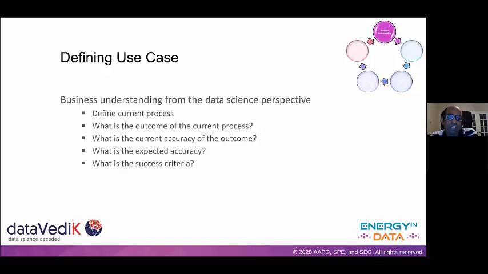Right, so I want to understand first what is the current process. Let's say if I'm trying to solve a problem, if there is a solution that exists today, is there a process around it? What is it? What is used currently to solve that problem? What does the outcome look like? What does the solution look like? What do the end users get as the solution today? What is the accuracy of that solution? Is there any question marks on the accuracy of the solution? Do the users think it is reliable, right, or not?